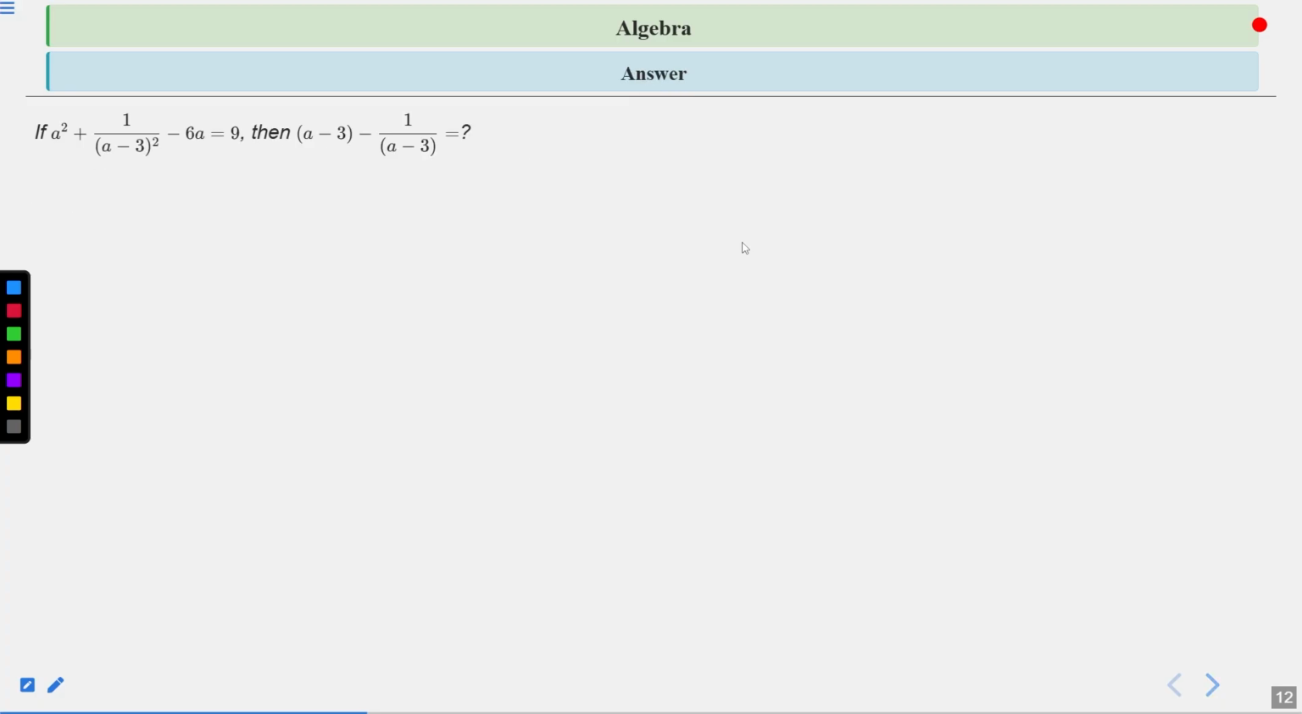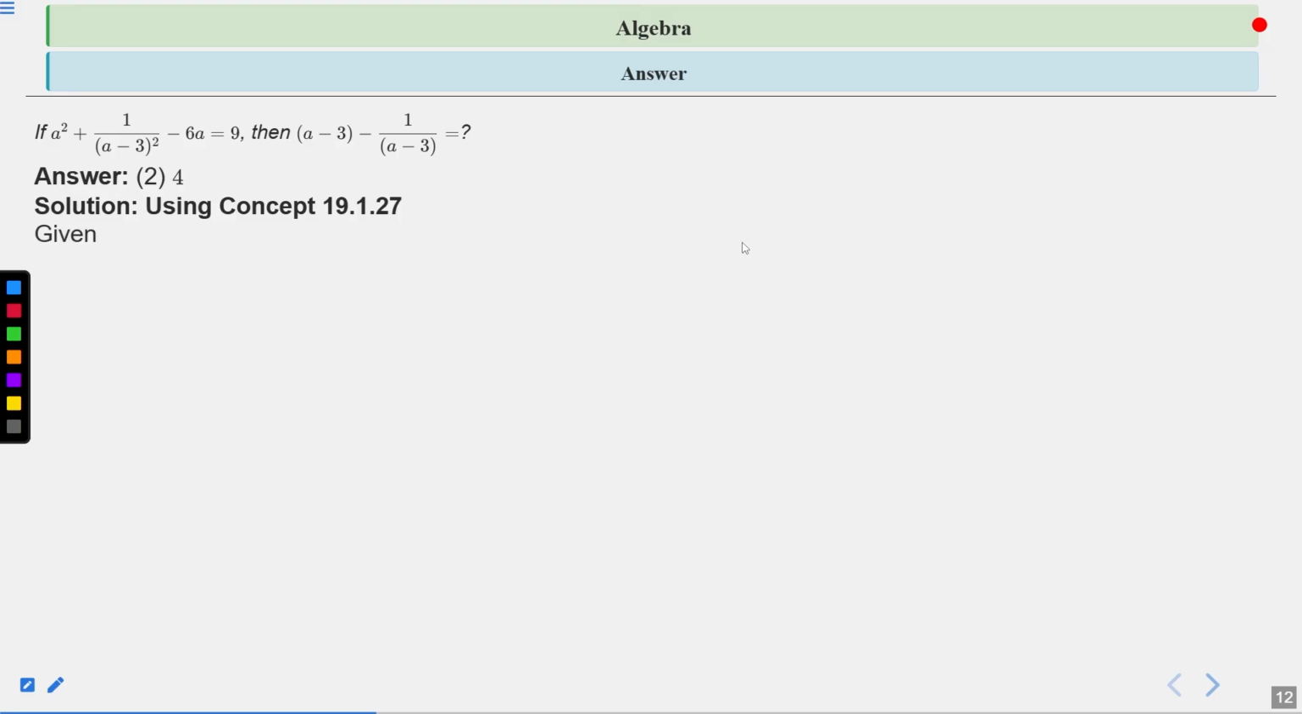So the question says that a square plus 1 upon (a minus 3) square minus 6a is equal to 9. It is given. And we need to calculate the value of a minus 3 minus 1 upon a minus 3. So we just simplify it. The correct answer of this question is the second, which is 4. Now see the detailed solution using concept 19.1.27 in this question.